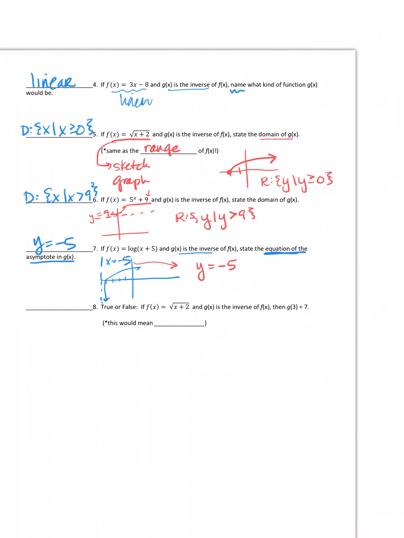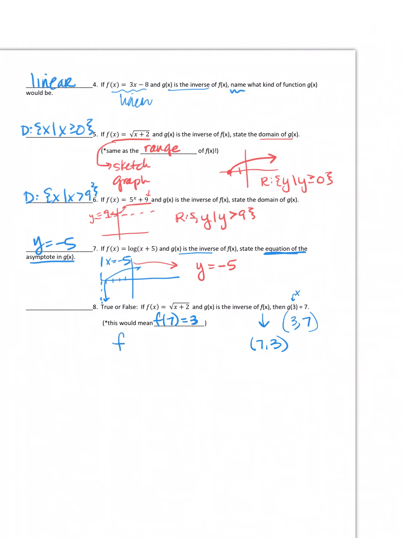Lastly, true or false? If f of x is the square root of x plus 2, and g of x is the inverse, then g of 3 equals 7. So what does that really mean? Well, if g of 3 equals 7, that means the input, the x, is 3, and the output, when you put it in the equation, comes out 7. So if that's g, then f of x would be the inverted values, right? So that would mean f of 7 should equal 3. Well, let's find out. We'd have to check that.